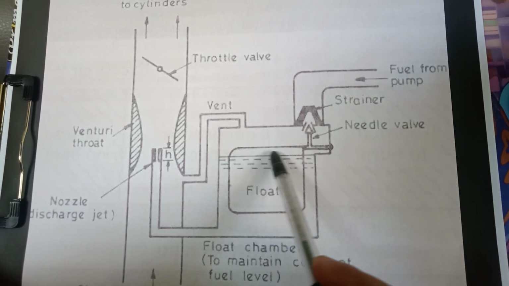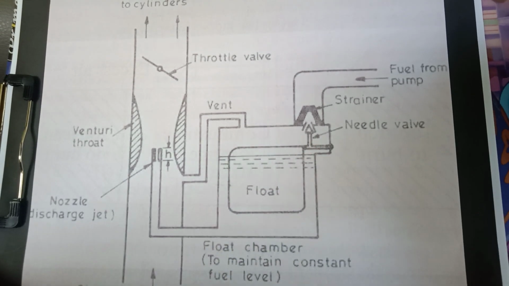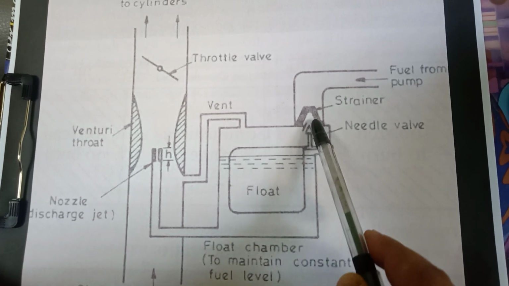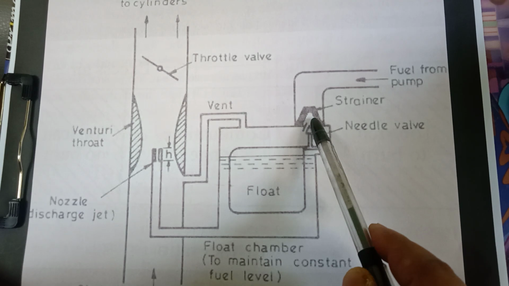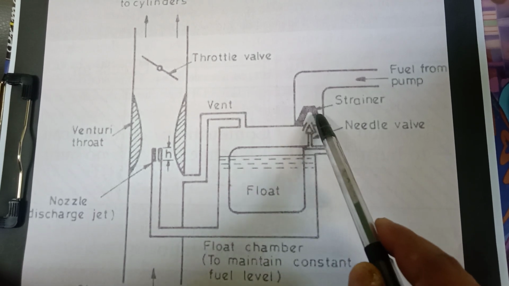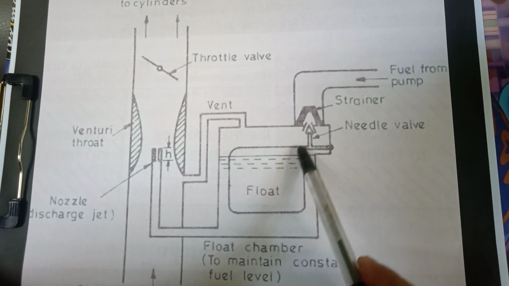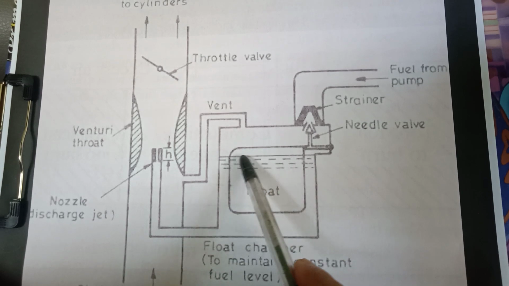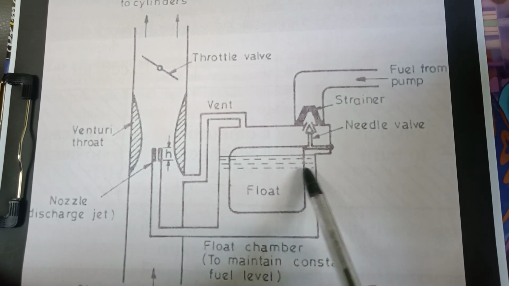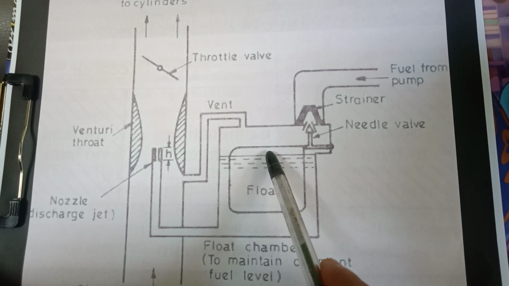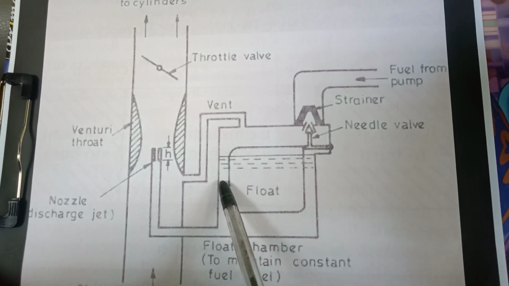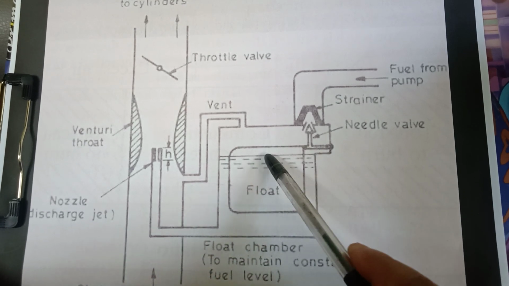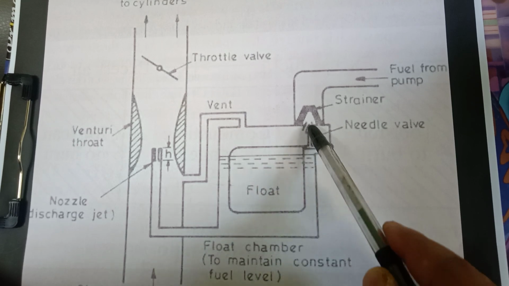If the fuel exceeds this level, then this needle valve will move upward and close this passage, due to which further fuel will not enter the float chamber. And if the fuel level drops below this level, for example if it goes downward here, then this float will move down, which opens this needle valve.